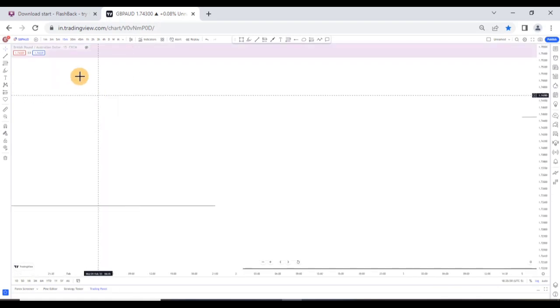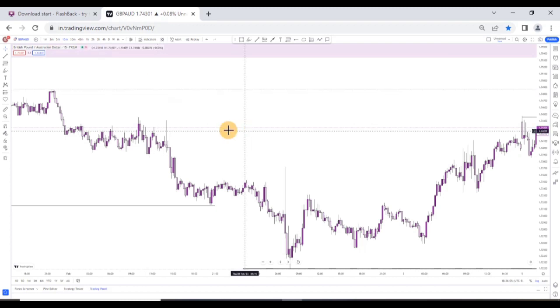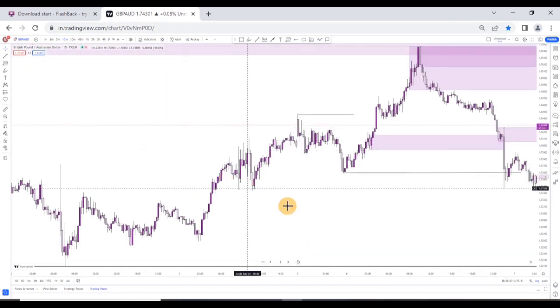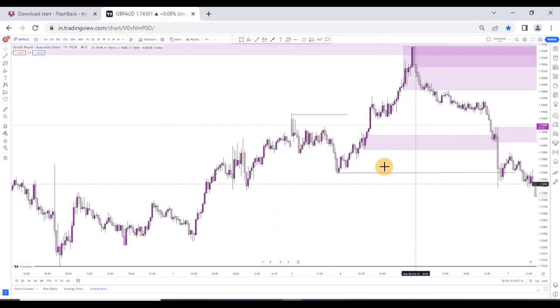So now here we have GBP, AUD. So this is the 15 minutes time frame. All of this analysis, I posted on my Telegram group.